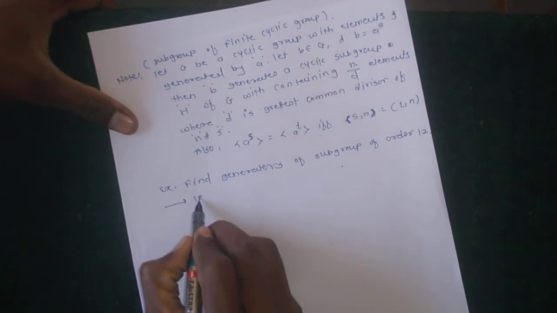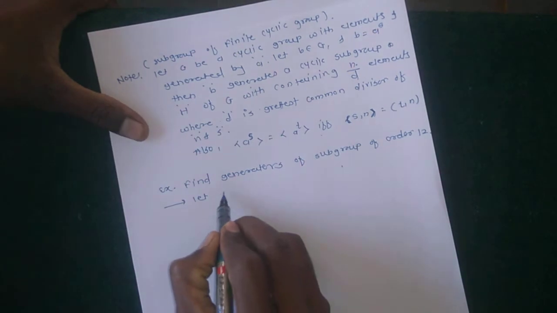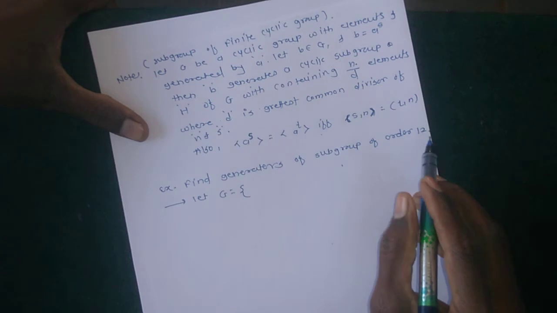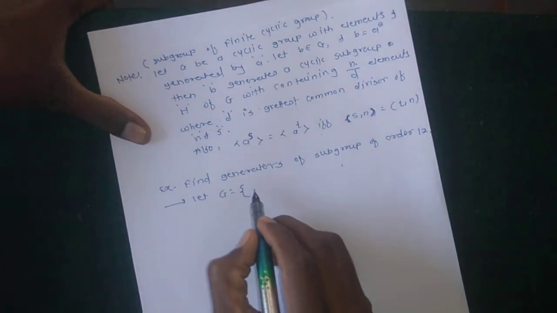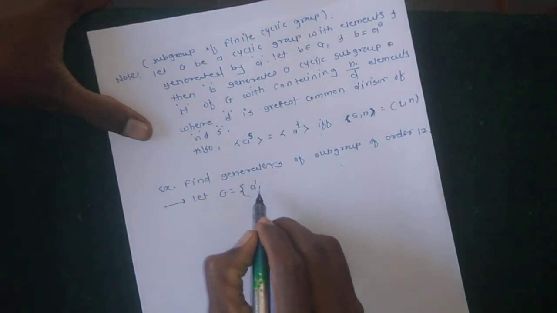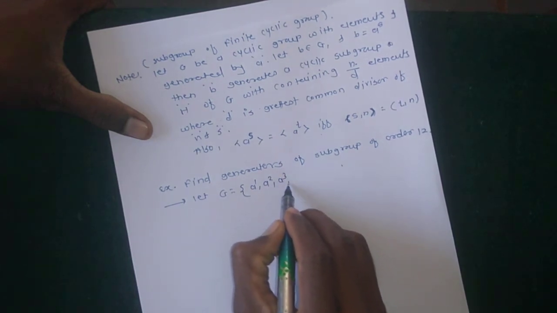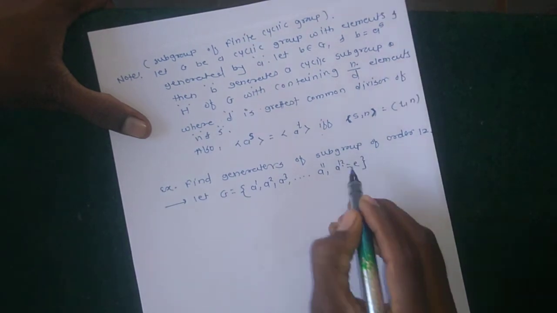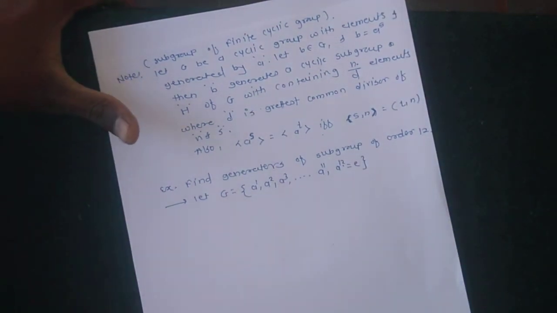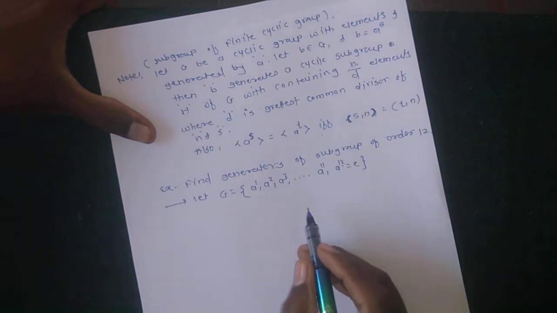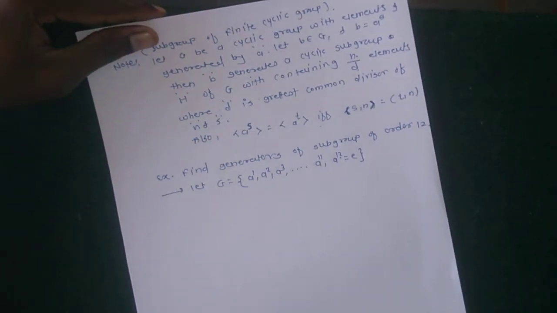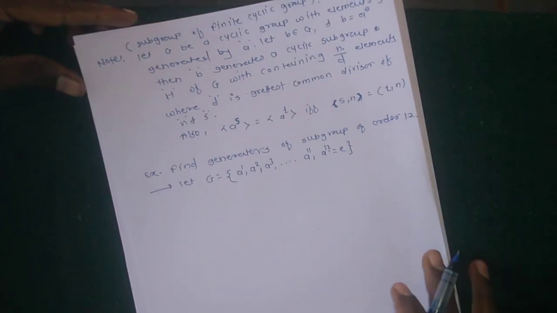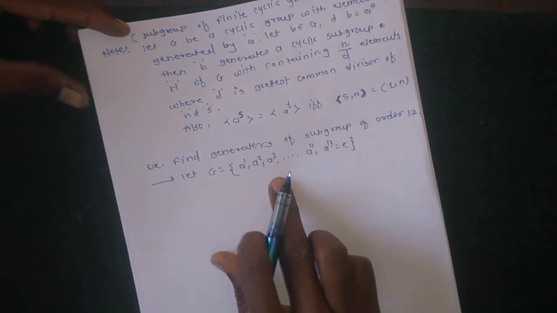Let G be the group. G has order 12 and its elements are of the form of powers of a: a raised to 1, a square, a cube, and so on up to a raised to 11, and a raised to 12 equals the identity. We want the generators of this group.